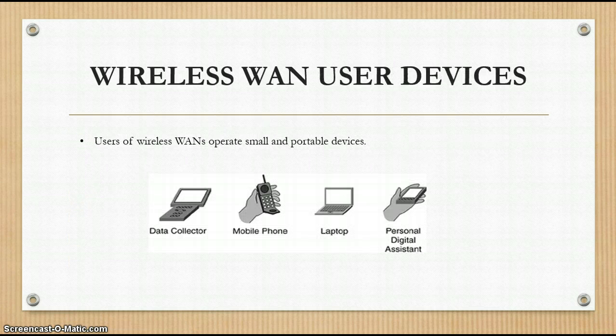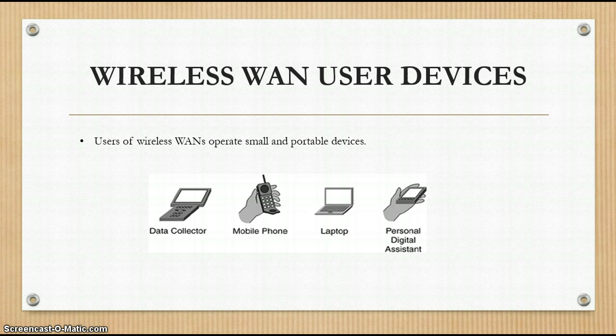For wireless WAN user devices, users of wireless WAN operate a small and affordable device. This is because access to the network is available over a much wider area and the user must carry their device with them. Figures show the types of user devices most common to wireless WAN. The use of wireless WAN to network stationary PCs is not common. However, some applications do exist.